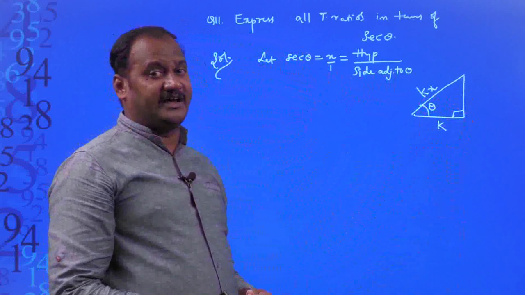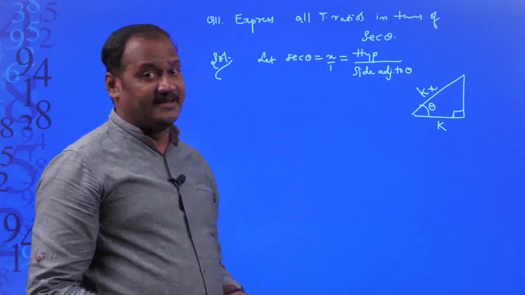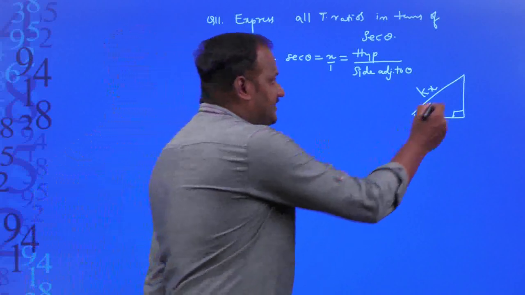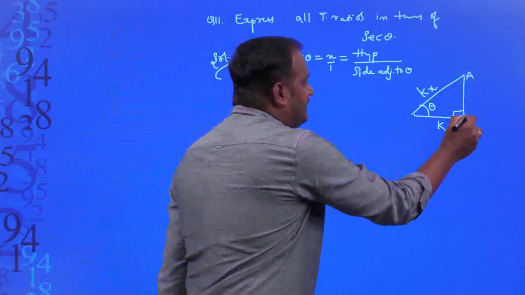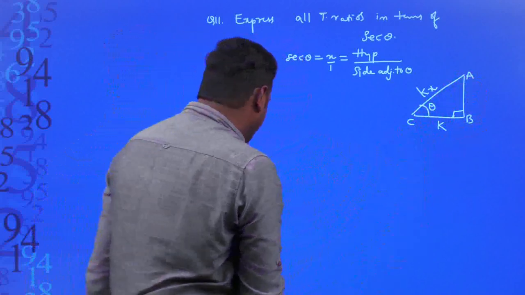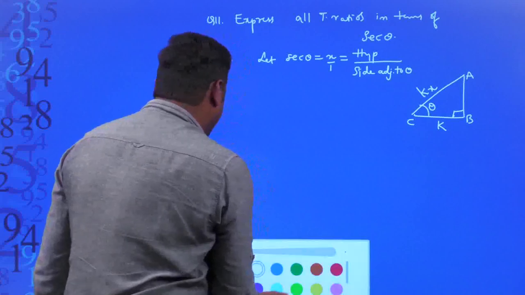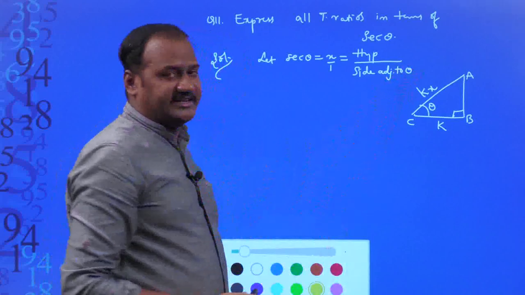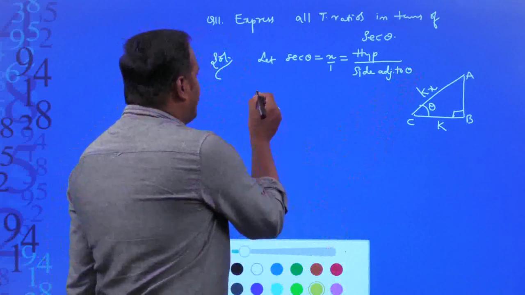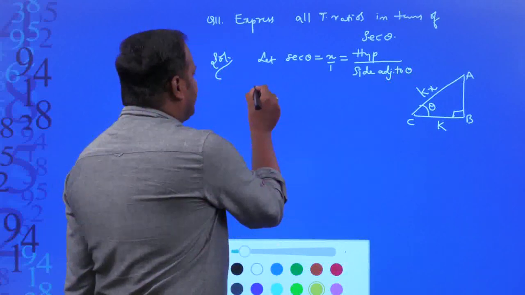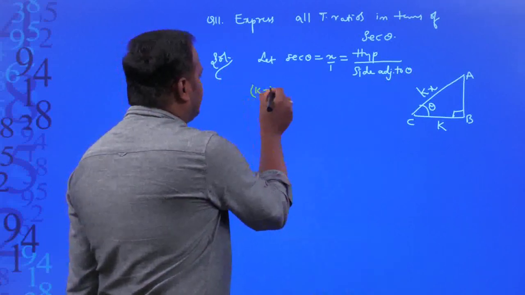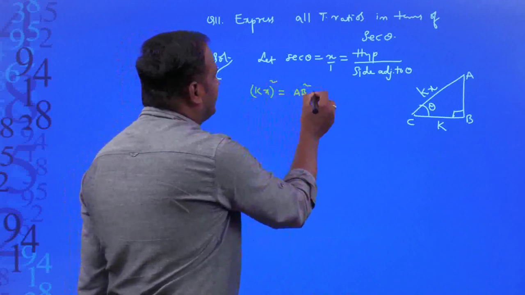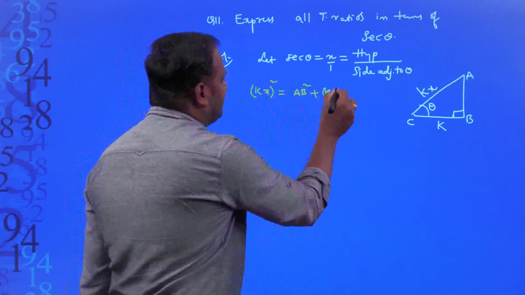How can I figure out the value of the side opposite to theta? Yes, since it is a right angle triangle, by using the Pythagoras theorem. Let the triangle be A, B, C, right? I am going to find out the value of AB by using the Pythagoras theorem. What is it? Hypotenuse square is equal to side square plus side square. So, hypotenuse square is nothing but (Kx) whole square, which is equal to AB square plus K square.